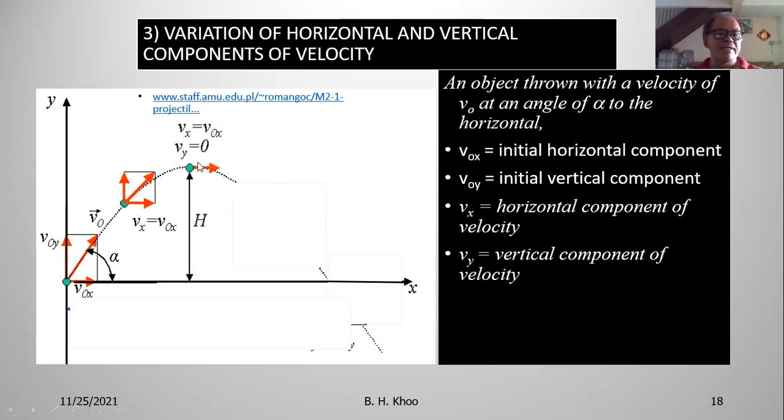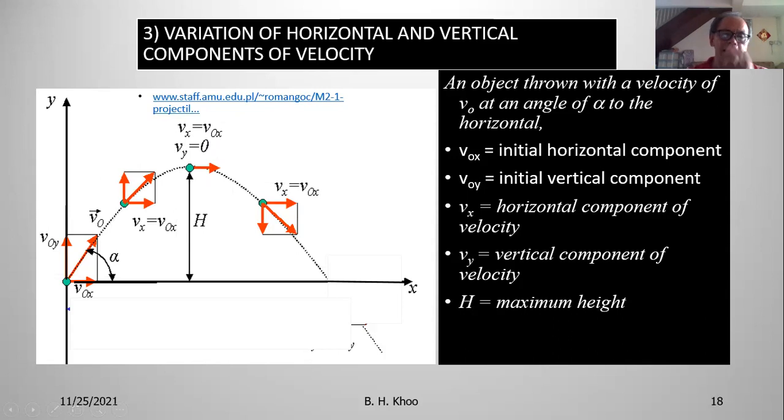At the top there, at the highest point, remember, at the highest point, it cannot go any further. Vertical velocity is 0. Horizontal is still the same, it doesn't change. All the horizontal velocity is the same. There's no air resistance. So h is the maximum height.